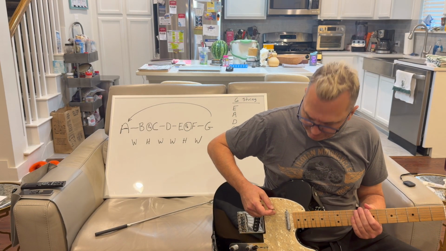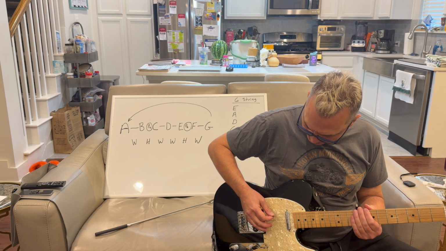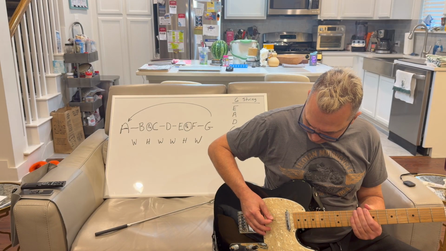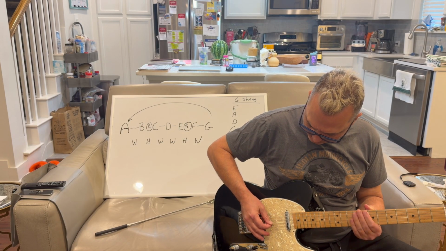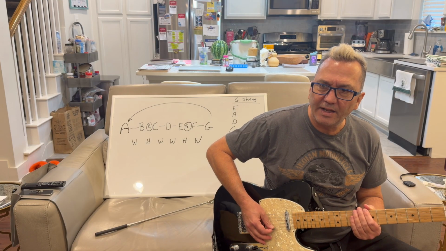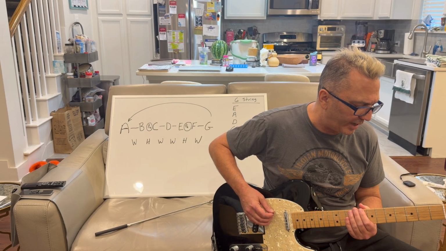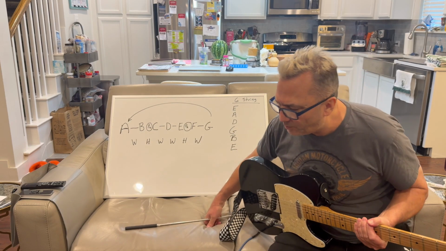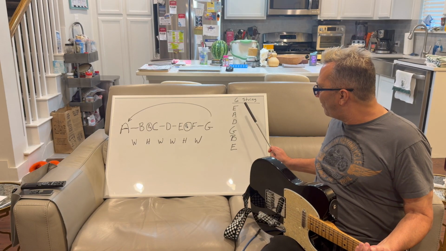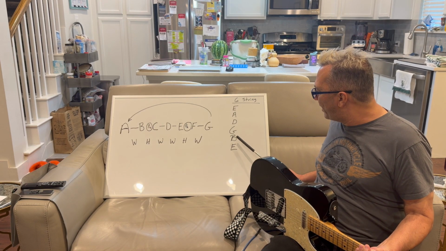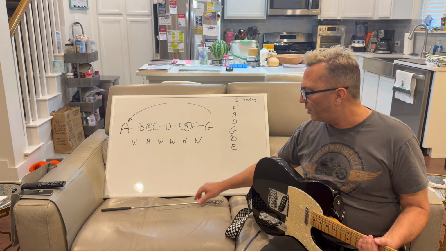So the bottom string is an E. The next string is an A. Next string is a D. Then a G. Then a B. Then an E. These are the open notes on each string. So the good way to memorize it is E, A, D, G, B, E. Every awesome dude gets better every day on the guitar. So that's how I remember it.